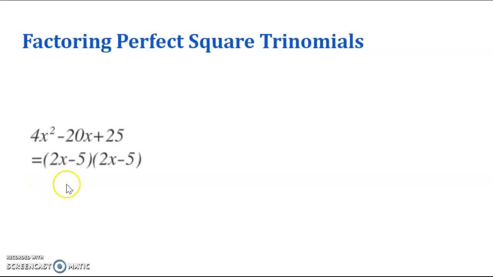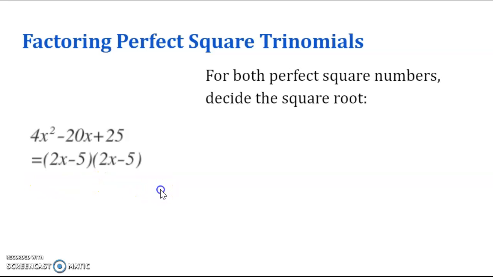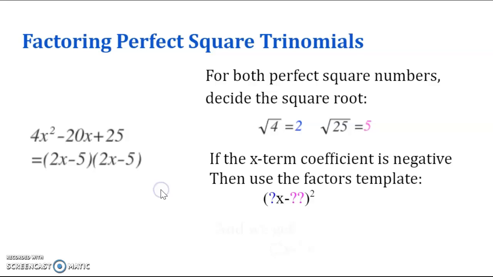Factoring perfect square trinomials, okay? For both perfect square numbers, decide the square root. In this case, because the middle term is negative 20, it's going to be minus 5.